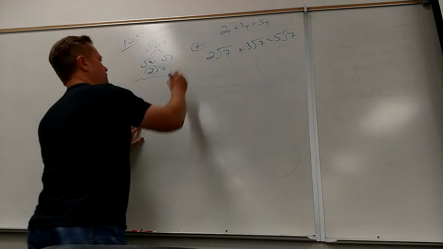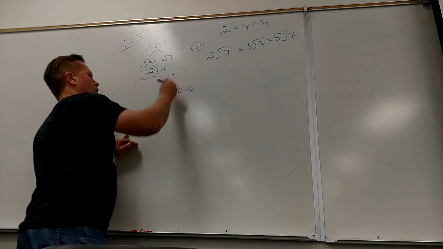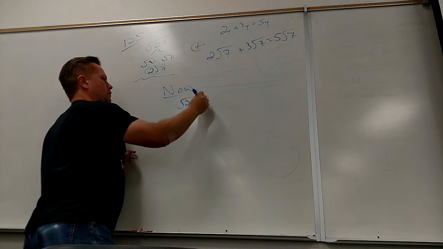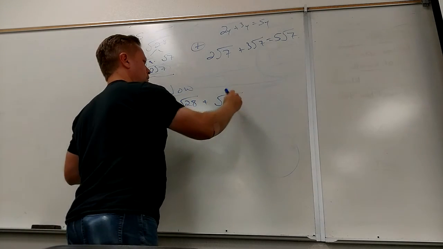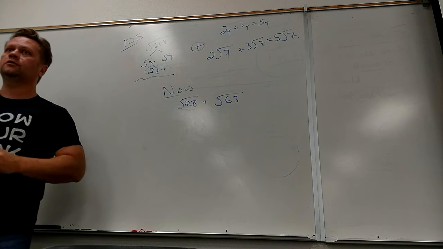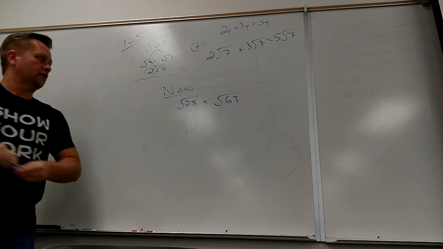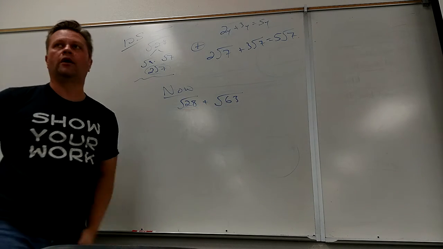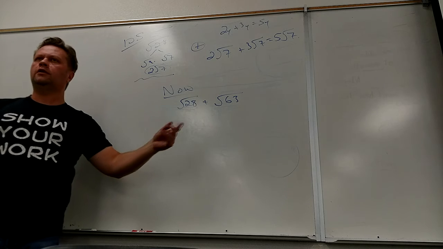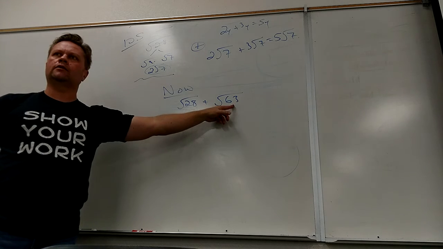So what if I add this? Now, in section 10.5, you'll see stuff like this: square root of 28 plus the square root of 63. Now, are those like terms? You cannot just say this is the square root of 91. I don't see any 91. You can't just add the insides together.